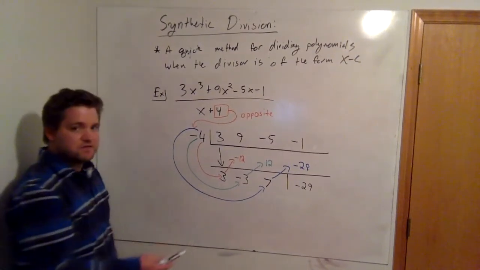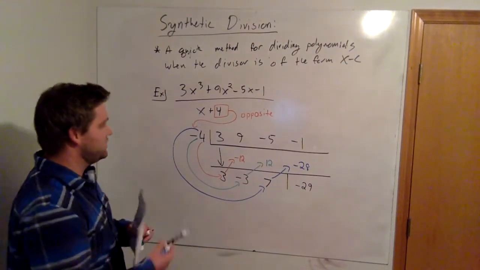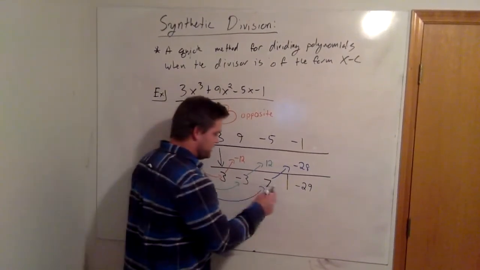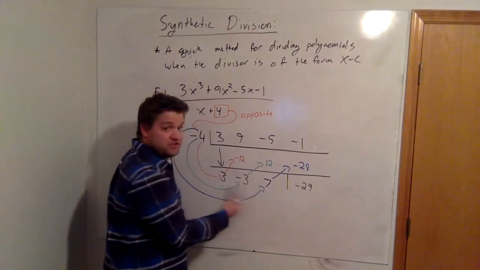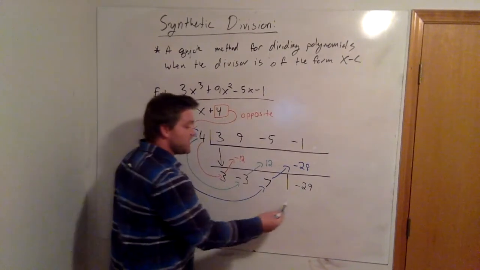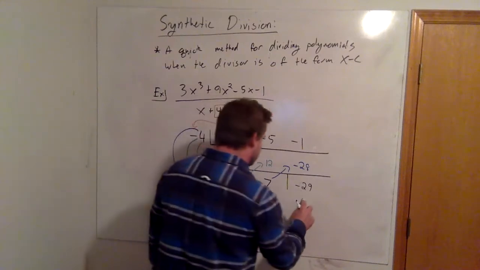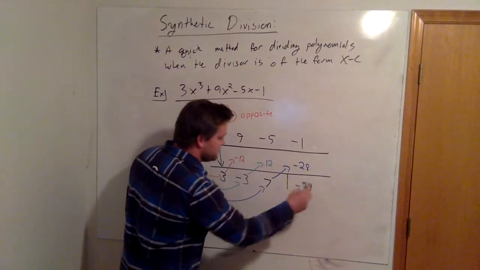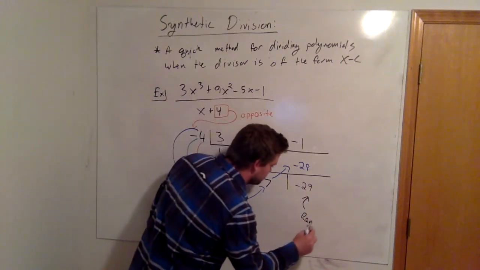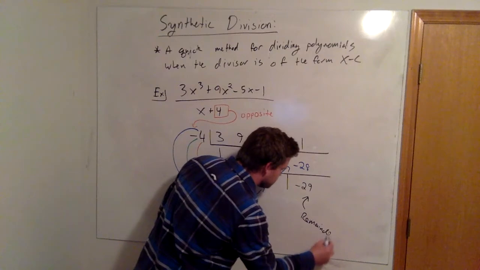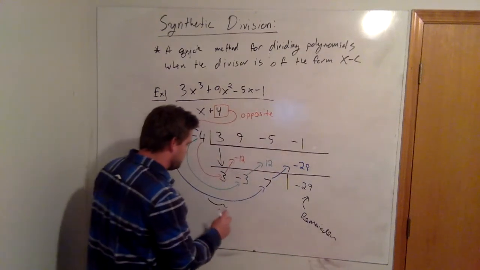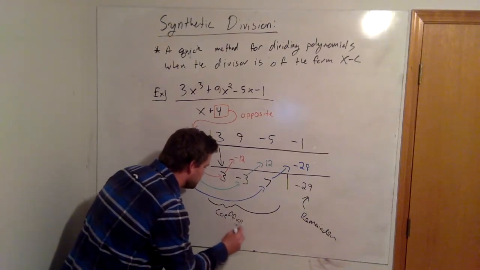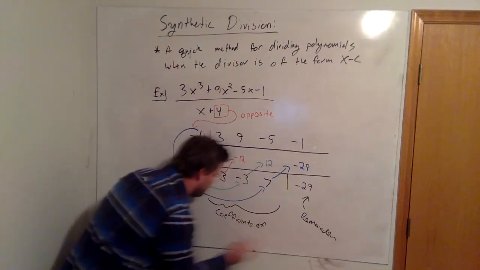Look at the space we've saved. But how do I read this? How do I read what I've done here? So these first 3 numbers right here, these are the coefficients for my quotient. And what I have right here, this is the remainder. So this last spot, you always put this little line here for the last spot. This is going to be your remainder. And what's right here are the coefficients of the quotient.